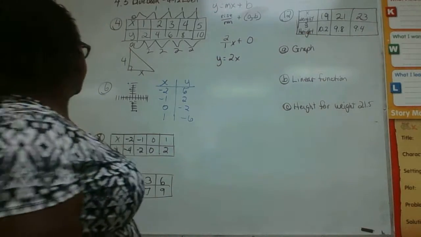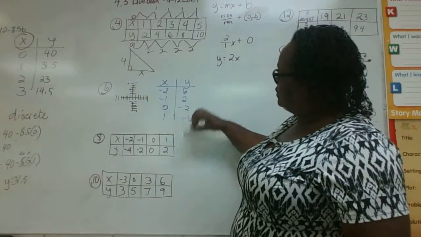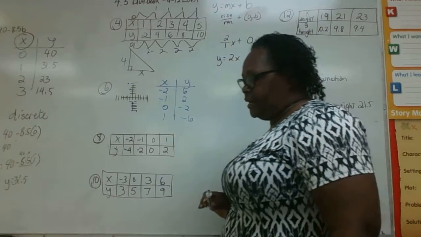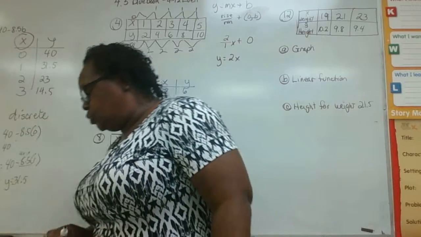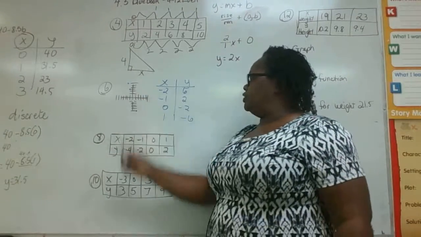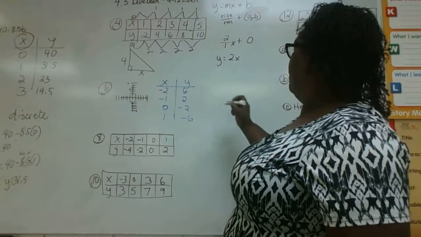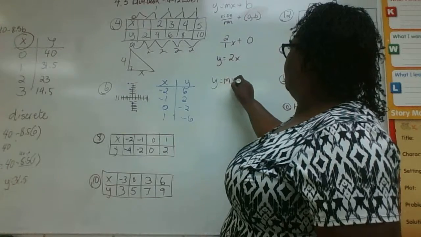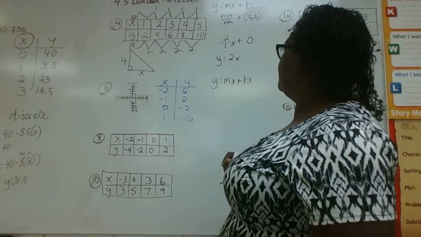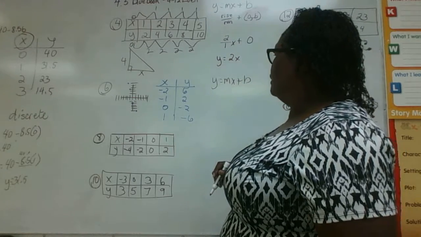Let's look at number 6. Number 6, they just gave us a graph. I went ahead and wrote out our x's and wrote out our y's, okay? They ask us to write a linear function based on just this information, all right? So let's do that. We need to, like we did before, create a linear function by identifying our slope and our y-intercept. Okay? Well, let's look at it.